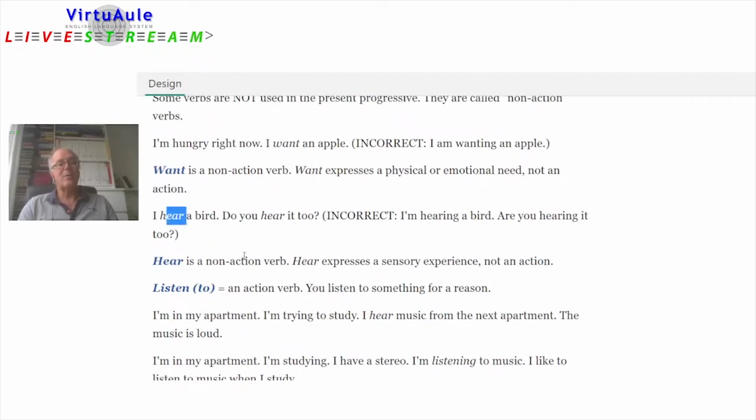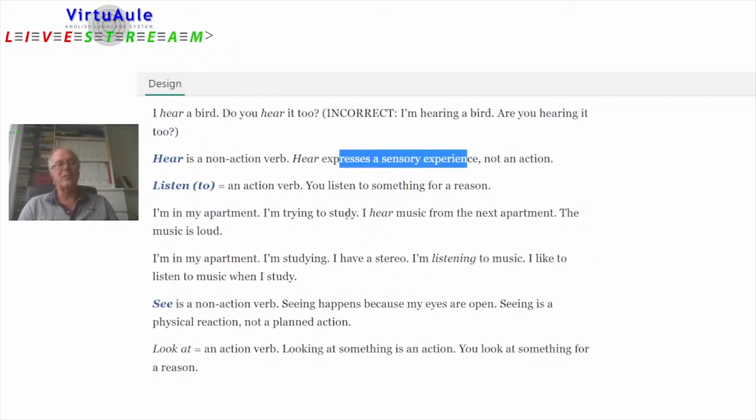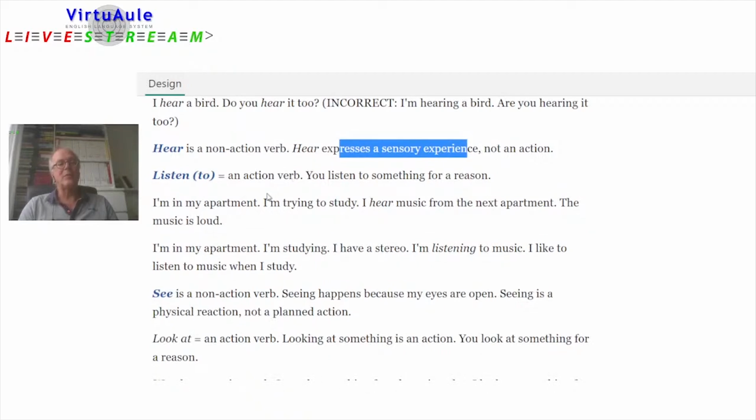I hear a bird. Do you hear it too? Okay, you don't say I'm hearing a bird, even if it seems like the action is now. Are you hearing it too? Hear is more like a state. It's a state. Hear is a non-action verb. It expresses a sensorial experience, not an action. So, a sensorial experience, all of the senses you can do with this. It's a non-action.